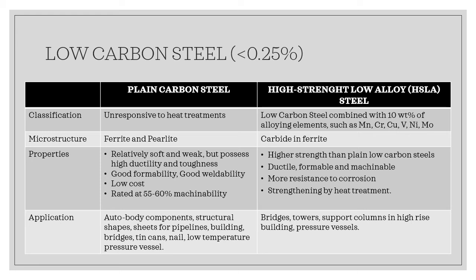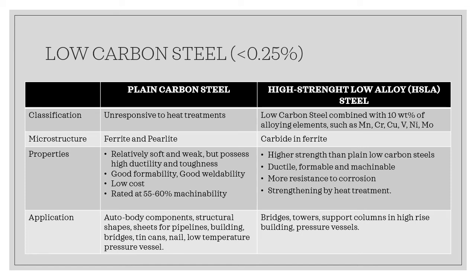The first type is low carbon steel. It is actually steel with less than 0.25% carbon. There are two types, which is plain carbon steel and high-strength low-alloy steel. Usually, plain carbon steel has no alloying element and is unresponsive to any heat treatment, while high-strength low-alloy is actually low-carbon steel with addition of 10% alloying elements such as manganese, chromium, copper, and many more.